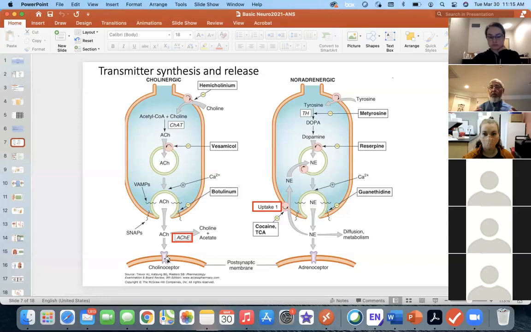So you can do either way. You can facilitate the cholinergic function, or you can inhibit cholinergic function. So in most cases, this is the way we block.